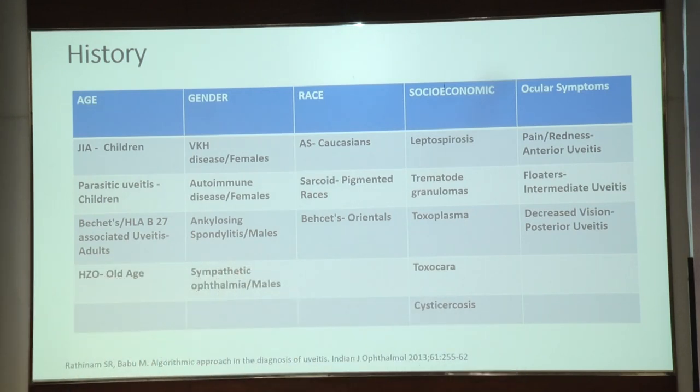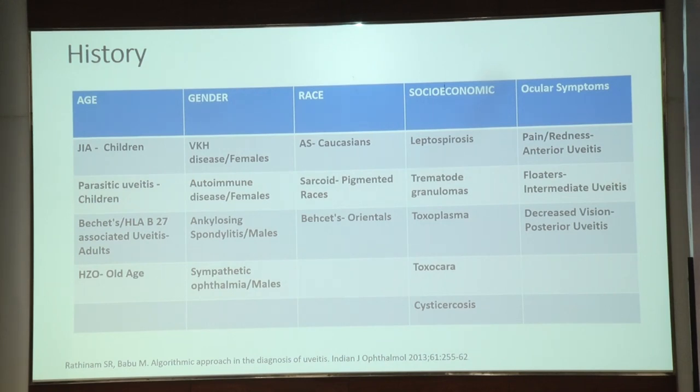So as soon as the patient walks into the clinic, there will be certain things from the history only which will be pointing towards a certain diagnosis. Like in children, mostly JRA will be the consideration or any parasitic uveitis. In old age, mostly the patients can have herpes zoster ophthalmicus, and Behçet's as well as HLA are mostly the diseases of the young. Similarly, in case of females, the autoimmune diseases are more common and VKH disease is common.